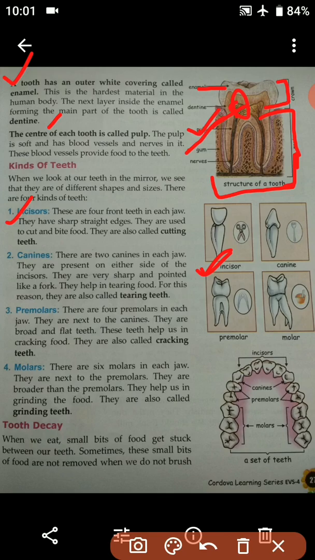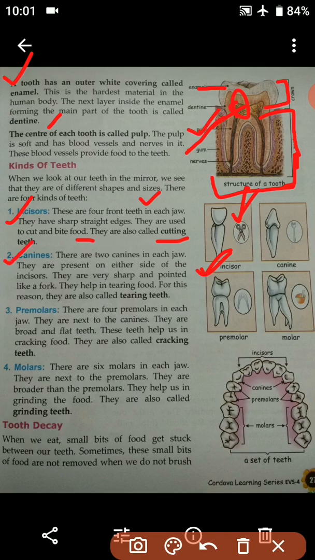They are used to cut and bite food. So students, these incisors which are present in our front portion have a very straight edge, and they are used for cutting as well as for biting the food, okay? And they are also known as the cutting teeth. You can just keep in mind the scissor, as a scissor is used for cutting different clothes and different things. Basically, incisors are also compared with the scissor because they also help in cutting different food items, okay?